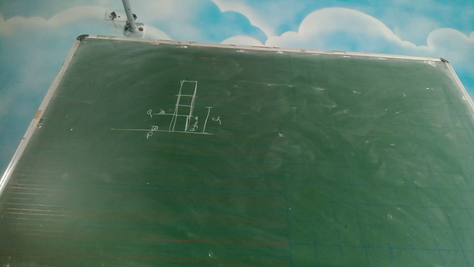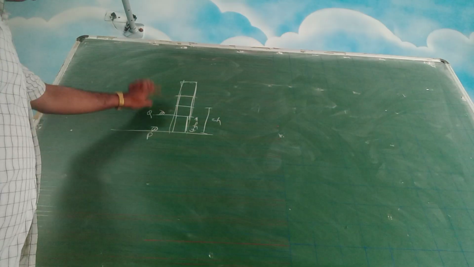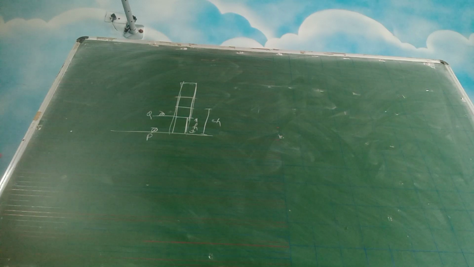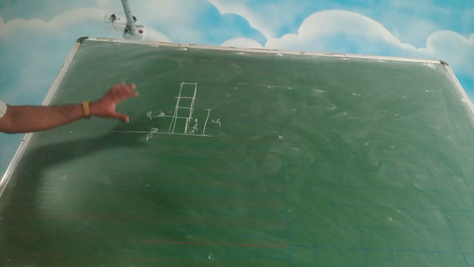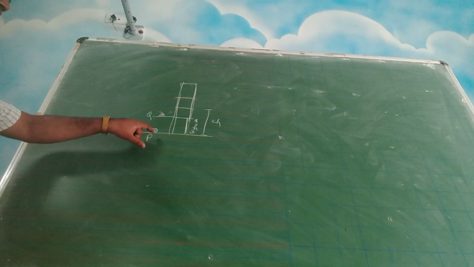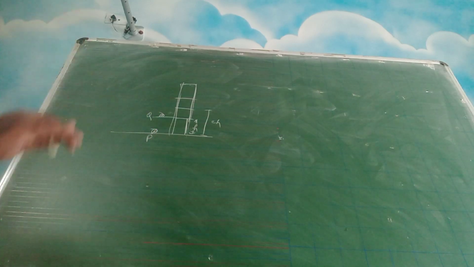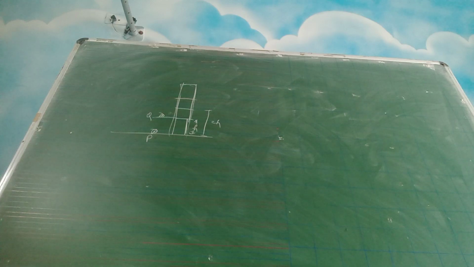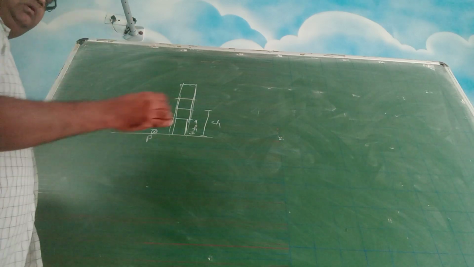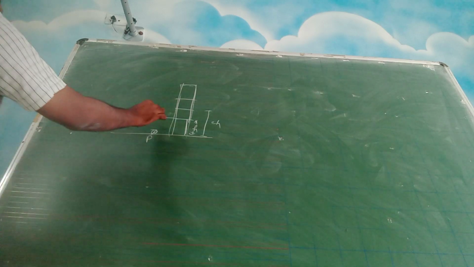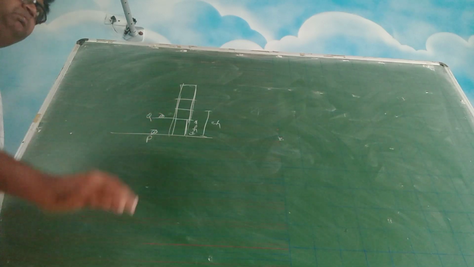One way is some magic must happen and this block should go from here to here. But that is not the case. The second case is some human has done some work to pick this block from here and kept it over here. That means some work has been done. Now what happened to that work on the body, where did it go? It got stored in the body as potential energy.